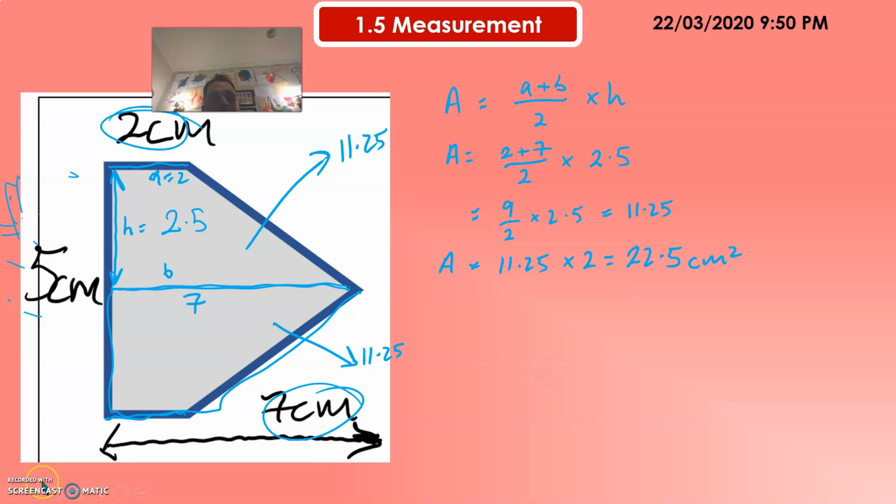You would have got the same answer doing the rectangle. You would have got 2 by 5, which is 10, and then you would have got a triangle with a base of 5 and a height of 5. So you would have got the same answer.